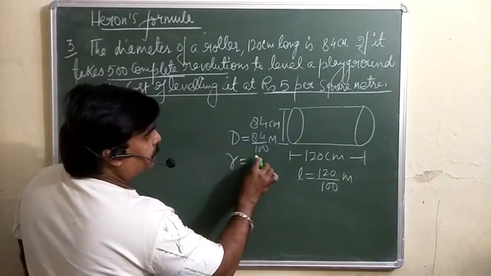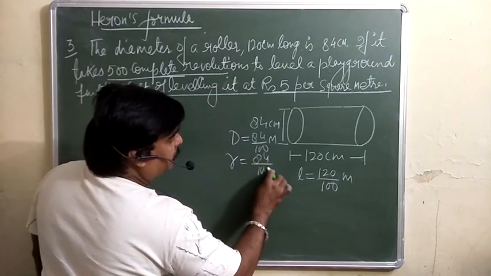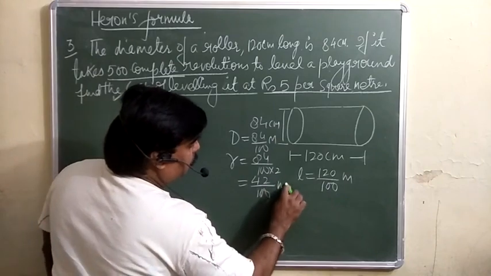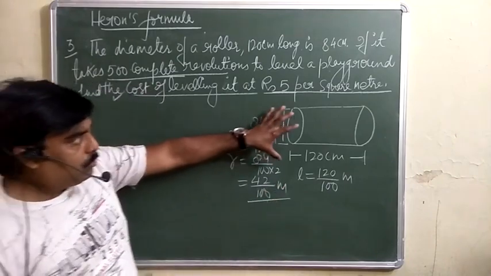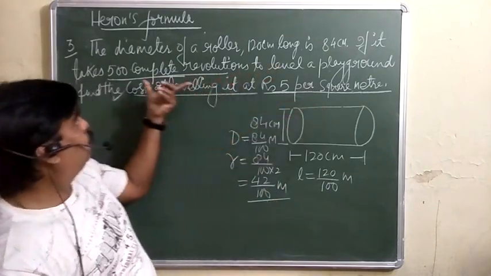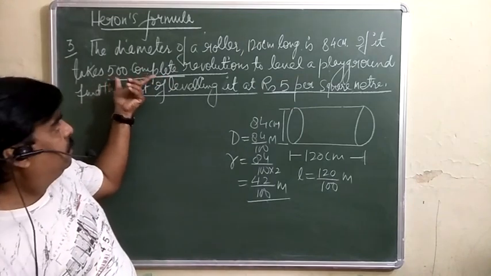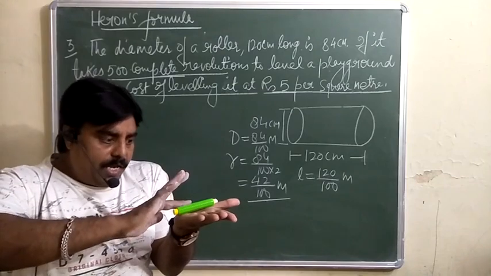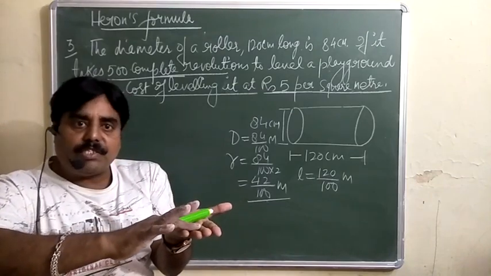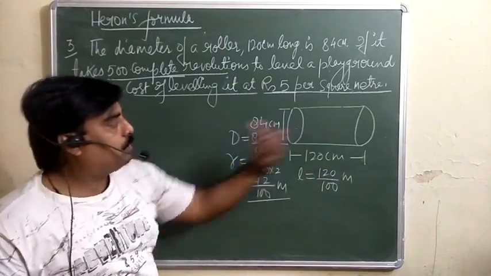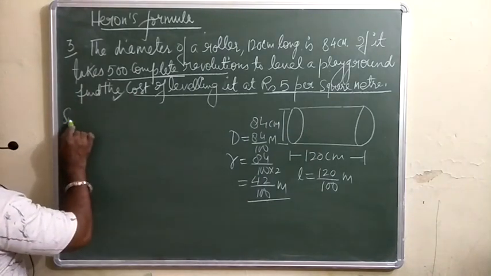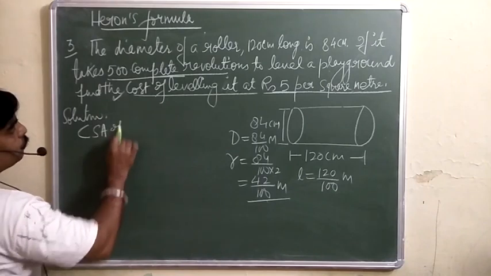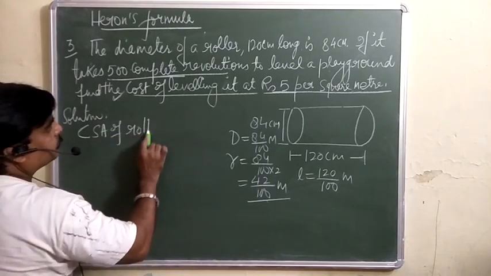So radius you can calculate here only. 84 over 100 divided by 2, so that is 42 over 100 meter. This is the radius. Now the question is, because it is going to revolve 500 times, in one revolution it will level as much area as its curved surface. So you are supposed to calculate the curved surface area of this. So the solution is here. You can calculate the curved surface area of the roller.